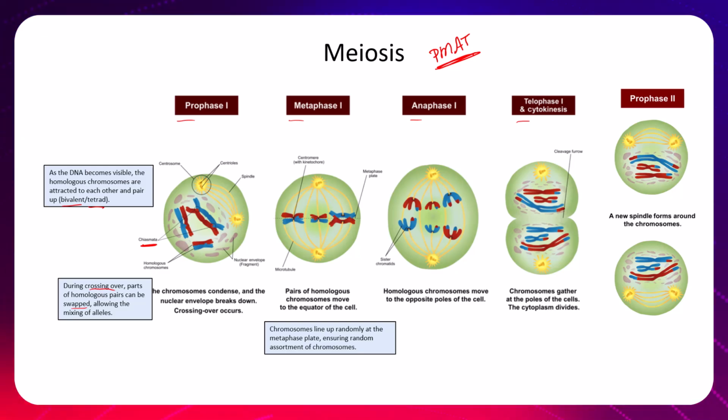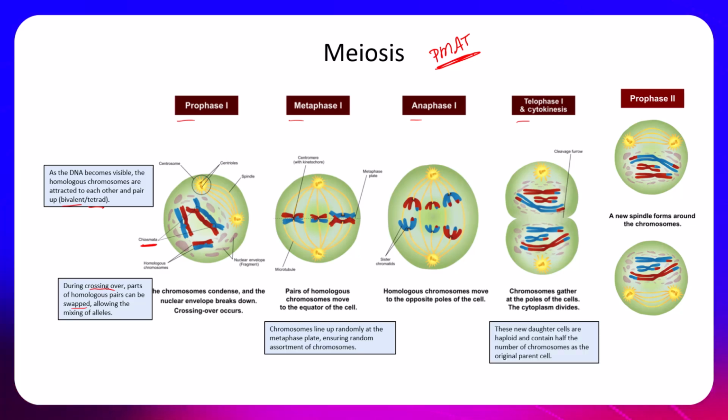So, because they lined up this way, the two reds will go to the top and the two blues will go to the bottom, and in that third pair, the blue will go to the top and the red will go to the bottom. Now, these could have lined up so that all three reds went to the top. It could have lined up so that all three reds went to the bottom. That is the randomness. That is the independent assortment. None of the pairs have any influence over the other pairs.